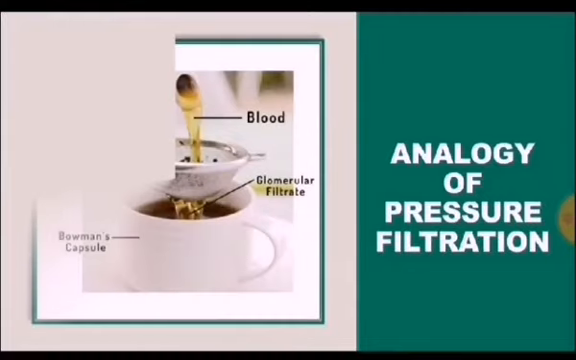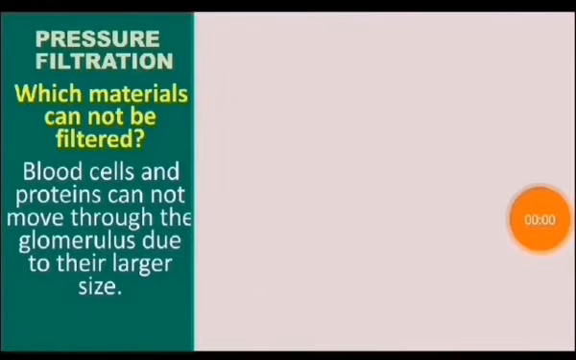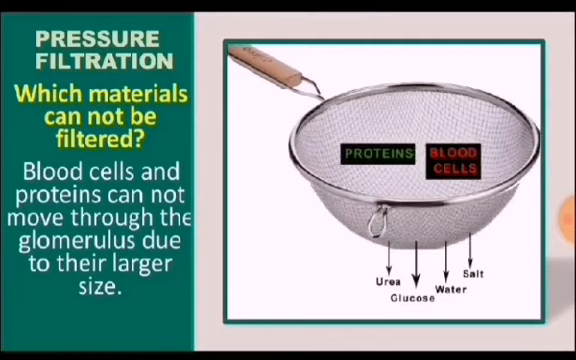You can understand the phenomenon of pressure filtration by considering that the tea or kahwa in the teapot represents blood, the strainer represents glomerulus, whereas the strained tea is equal to glomerular filtrate and the cup represents Bowman's capsule. Now the question arises, which materials cannot be filtered? The blood cells and proteins cannot move through the glomerulus due to their larger size, just as the tea leaves cannot pass through the strainer.